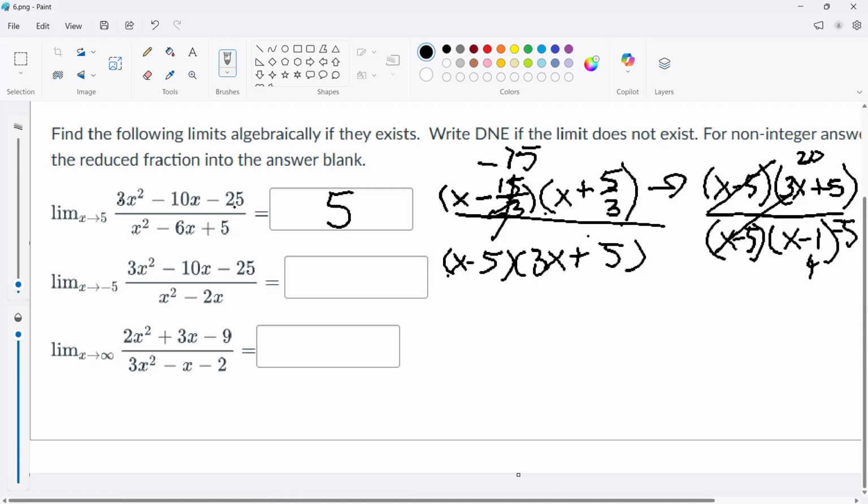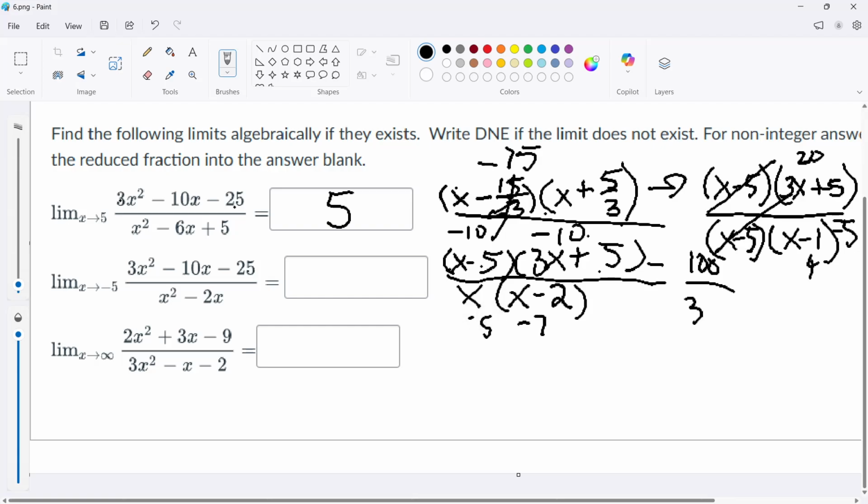X squared minus 2x, I'll factor out an x. That's x minus 2. So I put x as -5. -5 minus 5 is -10. 3 times -5 is -15, plus 5 is -10. -10 times -10 is 100, divided by -5 times -5 minus 2, which is -7, which is 35. So it is 100 over 35.